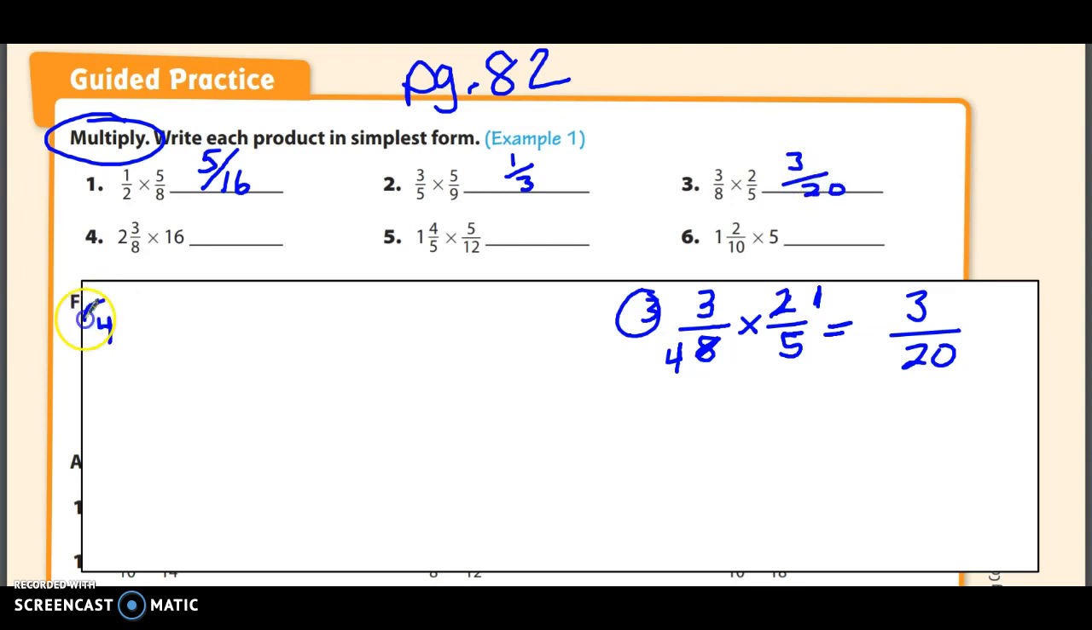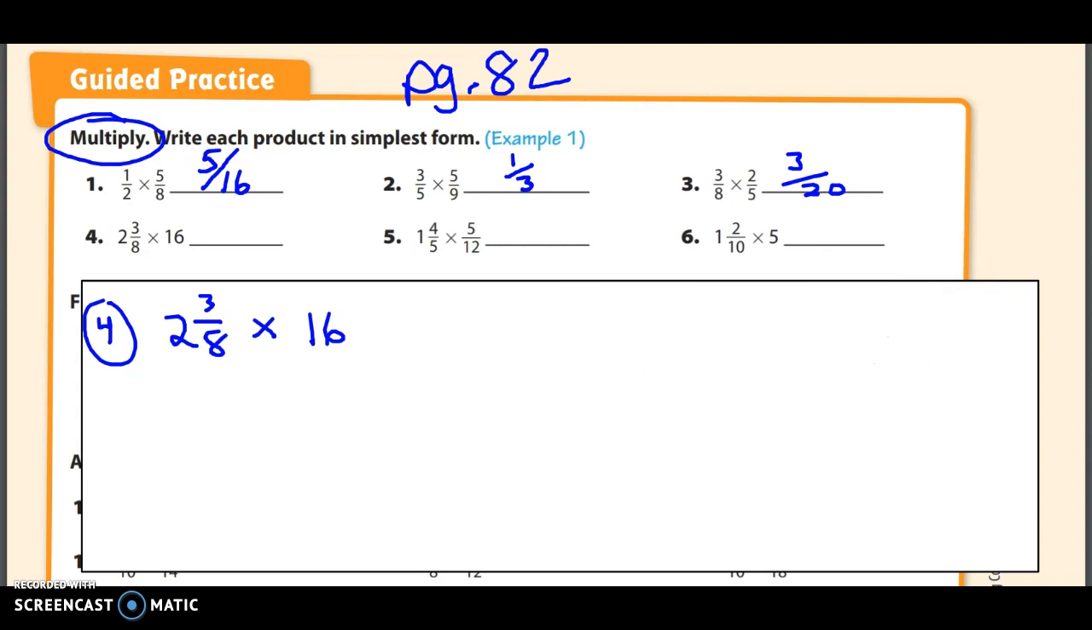All right, number 4. This is our first one where we need to review what to do when we have a whole number. 2 and 3/8 times 16, a whole number and a mixed number. Do you remember what to do? Well, on every problem we've had so far in 1 through 3, we had a numerator over a denominator and a numerator over a denominator, and it was really pretty simple. We just multiplied straight across. We don't have that for number 4, but I can make it really simple.